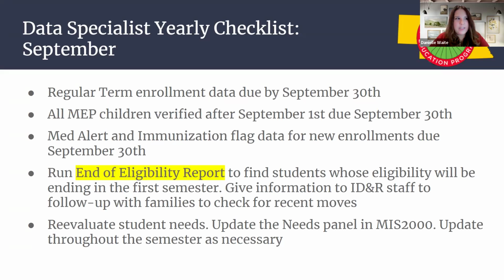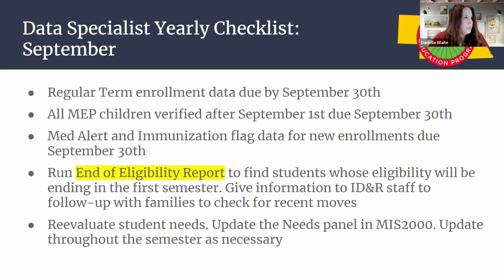I highly suggest that we don't do our enrollments until September 1st. I think it's a better way to not enroll students who we can't verify were already here, and then have to go back and change an enrollment if a student wasn't here. I think it's a better practice so that we don't accidentally have children that don't belong because they have moved. All med alert and immunization flag data for new enrollments is due by September 30th. So basically all those basic enrollments we ask is completed.